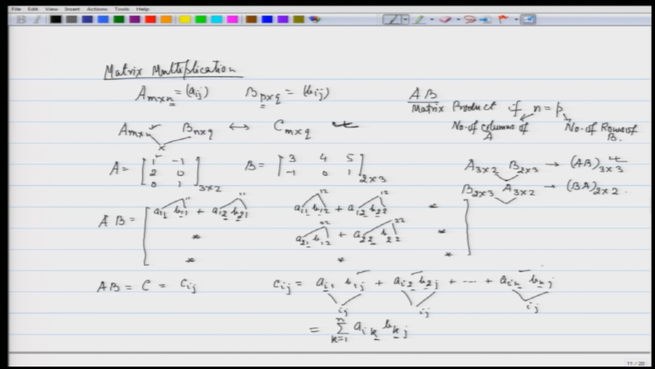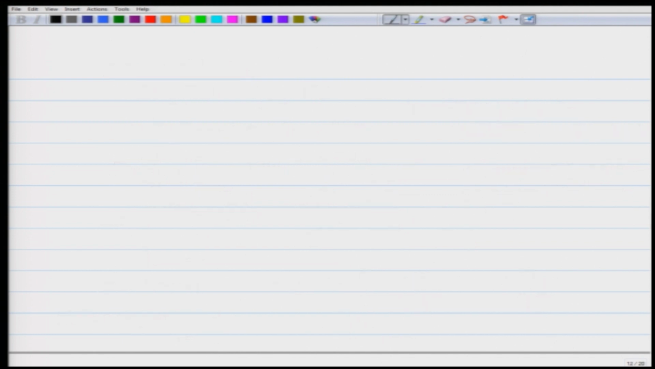So, let us go back to our matrix that we gave here and let us compute the entry AB of 1 1. AB of 1 1 is 1 times 3 plus minus 1 times minus 1, which is 3 plus 1, which is 4, all right. So, let us proceed and compute all of the entries now.